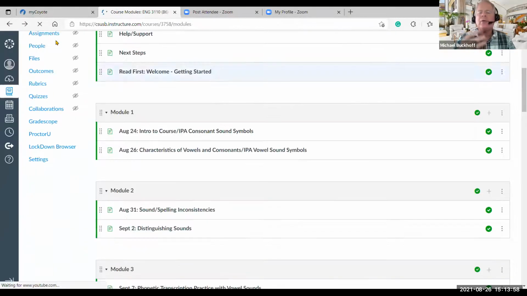So make sure you get those study cards going and get familiar with that. In module 2, we get into actual transcription practice. I'll spend some time talking about sound spelling inconsistencies, and then we'll do some practice distinguishing sounds in the beginning of the word, in the middle of the word, maybe at the end of the word.